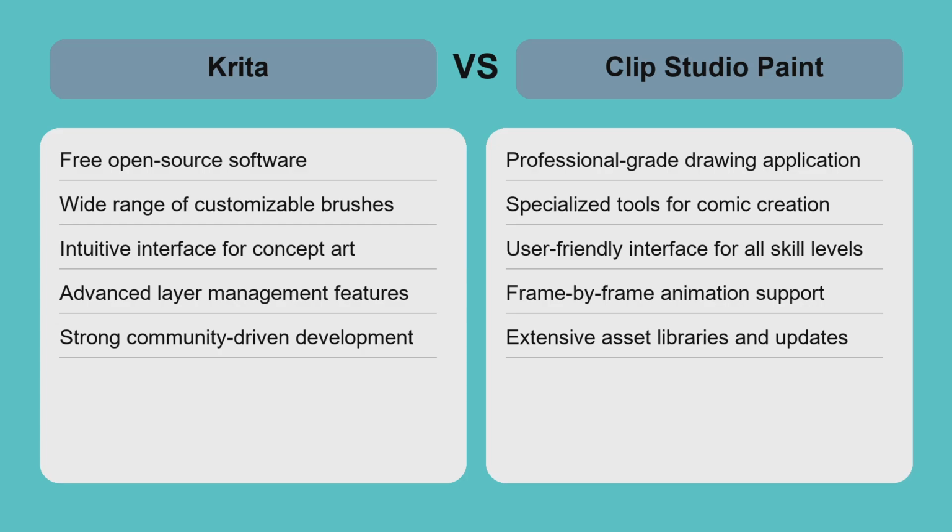Krita's open source model offers unmatched flexibility and zero cost, perfect for painters and those experimenting with digital art. It thrives in freeform painting and animation but can lag in vector precision and comic-specific tools. Clip Studio Paint shines in comic and manga creation, providing advanced tools like vector layers and panel management that Krita lacks. It is better suited for artists needing structured workflows and professional-grade animation features. The trade-off is cost and a steeper learning curve to master its full potential.